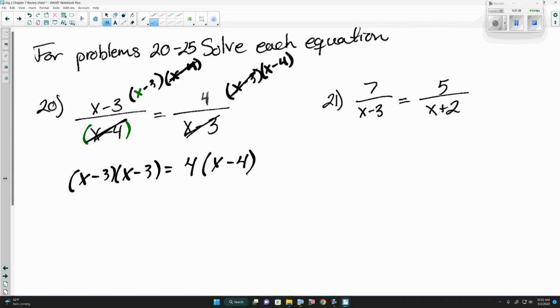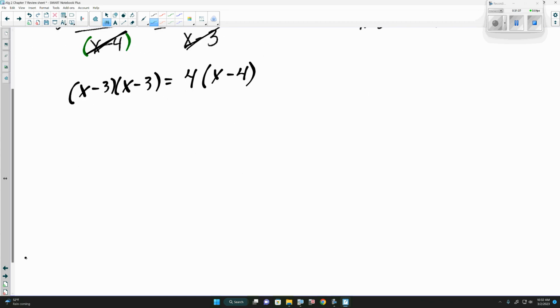Now, just like the last problem, on the left, x minus 3 times x minus 3, we could technically write it as x minus 3 squared, but because we're actually solving, we're going to have to multiply it out. It's sometimes better to leave it as this here, because we will need to distribute. x times x is x squared. x times negative 3 is negative 3x. Negative 3 times x is negative 3x. And negative 3 times negative 3 is 9.